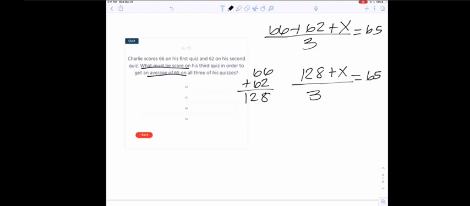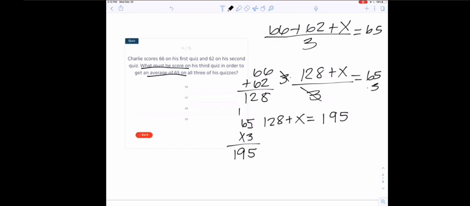Now, I don't like this divided by 3 here. I don't like this fraction. So I'm going to do the opposite of it to get rid of it. So I'm going to do multiplied by 3 and multiplied by 3. When I do that, that cancels out there. And now I have 128 plus x and whatever 65 times 3 is. So let's solve that over here real quick. 3 times 5 is 15, carry the 1. 3 times 6 is 18, plus 1 is 19, so 195. Okay, so far so good.